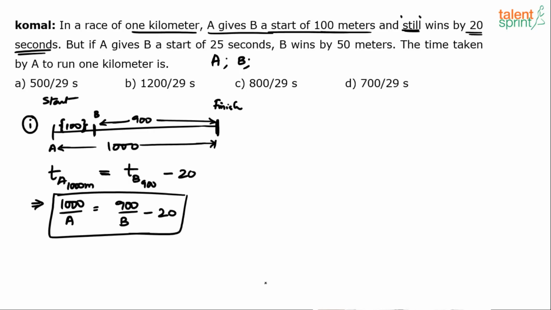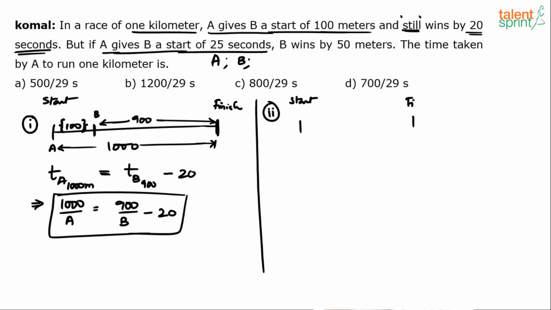Case 2 now. This concept is very, very important, right? What happens in case 2? If A gives B a start of 25 seconds. Now this time, instead of giving a start of 100 meters, he gives a start of 25 seconds. What does it mean? Same 1000 meter race only, but A will start running 25 seconds later than B. So it is like this now. This is the start. This is the finish line. 1000 meters. Right? Total 1000 meters.